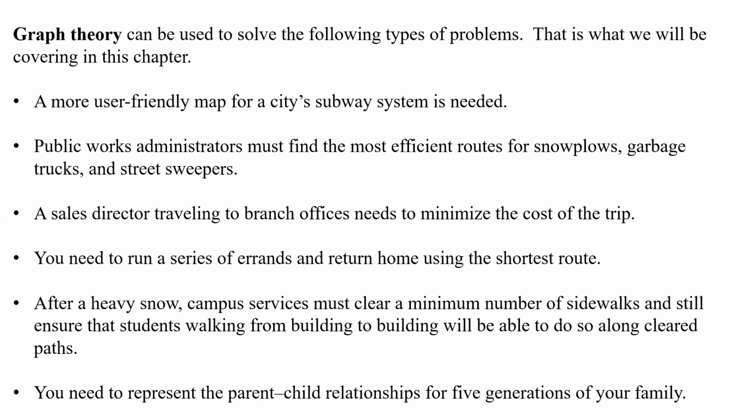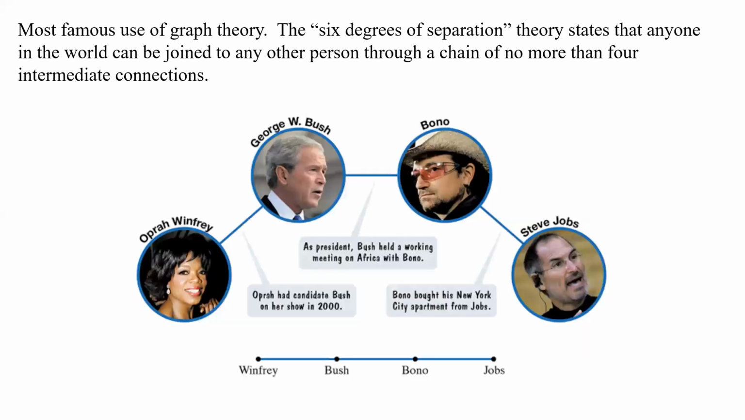So we can do a more user-friendly map for a city subway system, for example. Public works administrators must find a more efficient route for snowplows, garbage trucks, and street sweepers. A sales director traveling to a bunch of different branches of his office needs to minimize the cost of the trip. You need to run a series of errands and return home using the shortest route. After a heavy snow, maybe campus services must clear a minimum number of sidewalks and still ensure that students walking from building to building will be able to do so along cleared paths. Or you may need to represent the parent-child relationships for 5 generations of your family. So these are all the different types of things that you can do using graph theory.